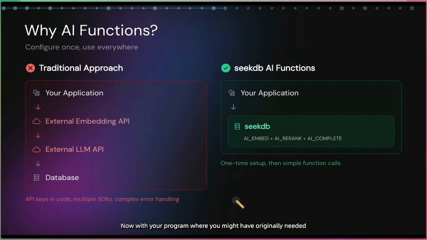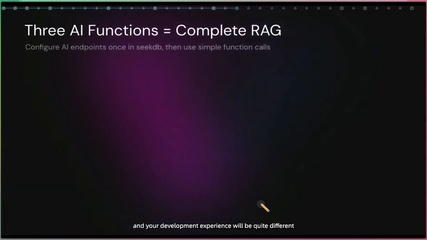Now, with your program, where you might have originally needed to integrate with, say, 6 different databases and so on, you may now only need to interact with CDB. By using a few built-in AI functions, you can complete the basic RAG workflow. So in this way, your architecture will definitely become simpler, and your development experience will be quite different.